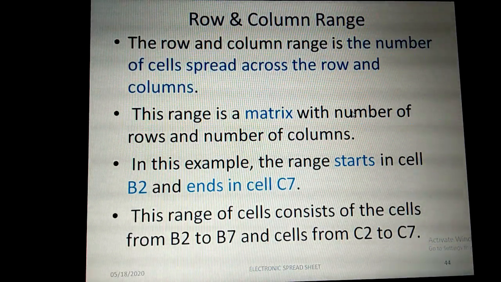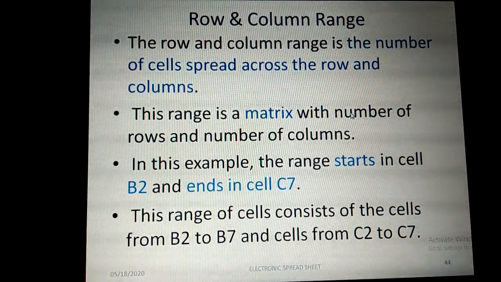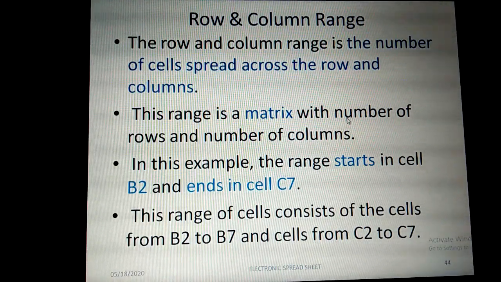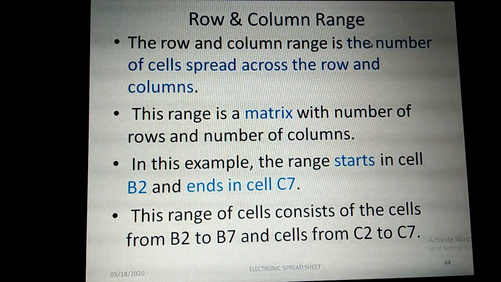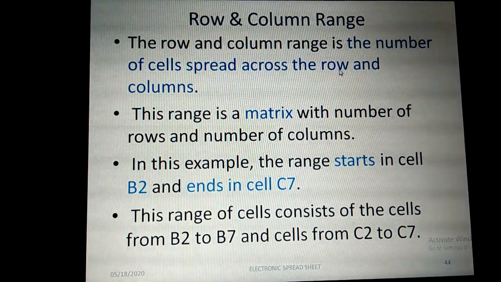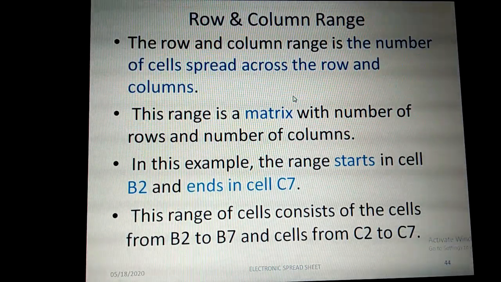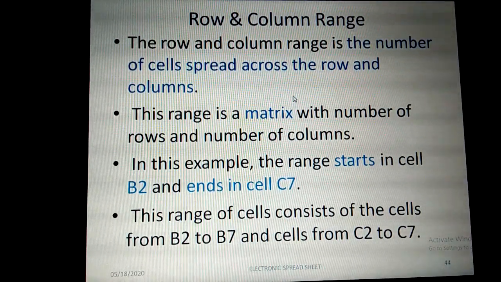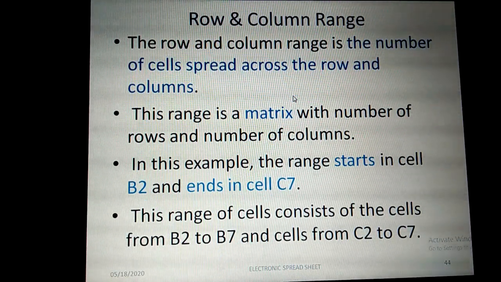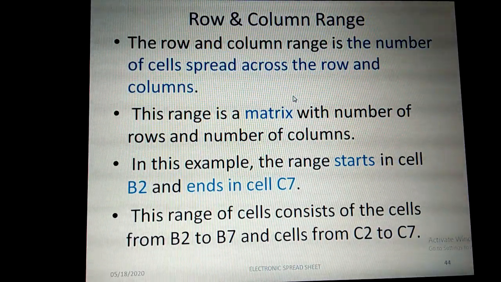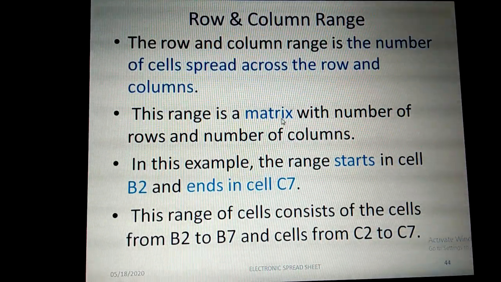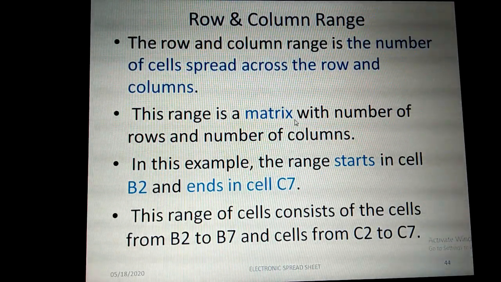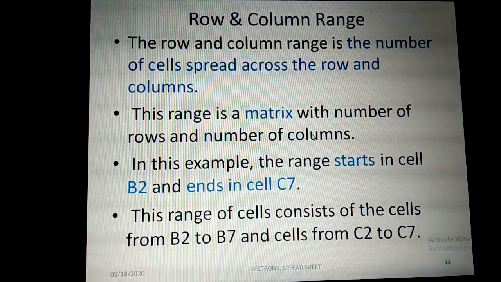Next, row and column range. If you are selecting a group of rows and columns together, then that forms a row and column range. It is a number of cells spread across the rows and columns. So it is not spreading across the row alone or the column alone. It is spreading across the row and column together. So it is known as row and column range. It will form a matrix format or a tabular format. So this range is a matrix with a number of rows and a number of columns.